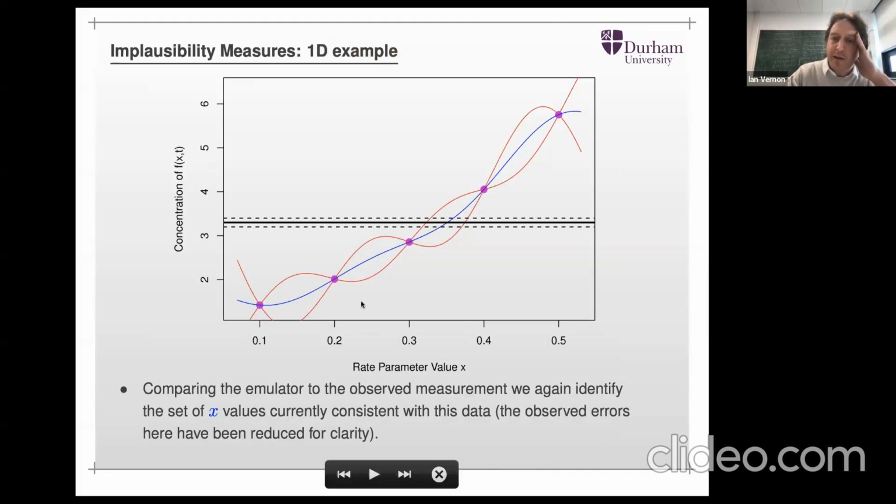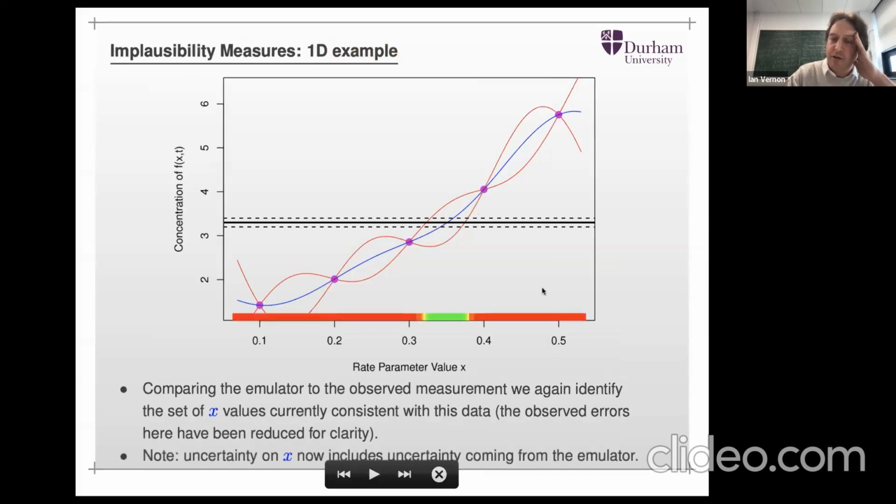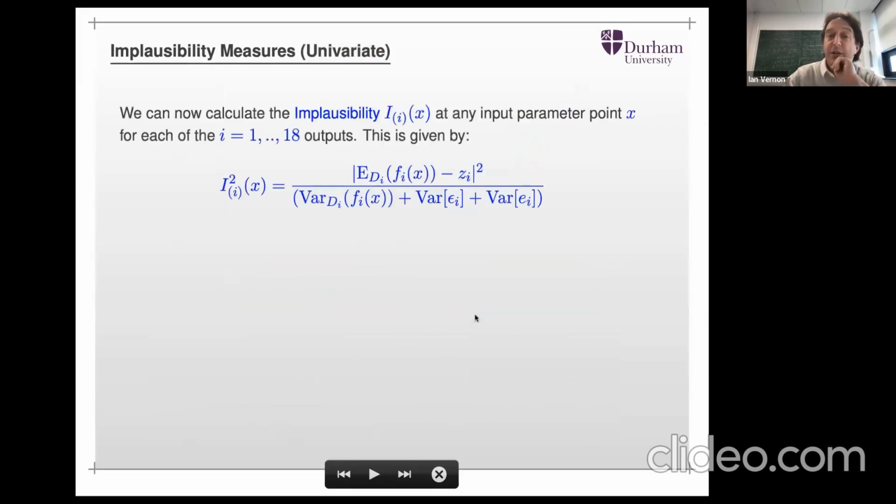Fantastic. Okay, so we set up our emulator. We have our observations. If you notice, we then painted the axis with the green and red color here. How did we paint this axis? Well, we use what's called an implausibility measure. This is the last technical thing I want to show you. Then we'll show you some plots for a couple of examples.